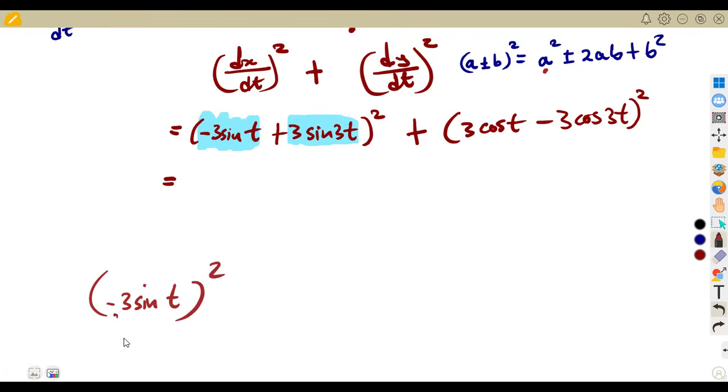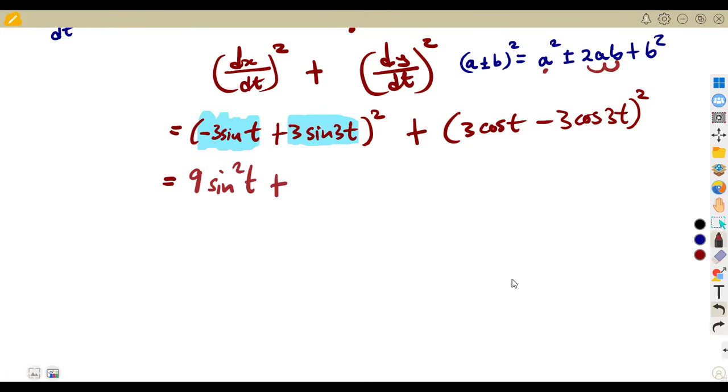What do you get? A minus 3 squared is going to be 9, right? Sine, you raise it to the exponent, so it's going to be sine squared t, all right? So that is the part of what? Of a squared. Then if it is a plus, it's going to be plus here. This is a plus, so it's going to be plus 2ab.